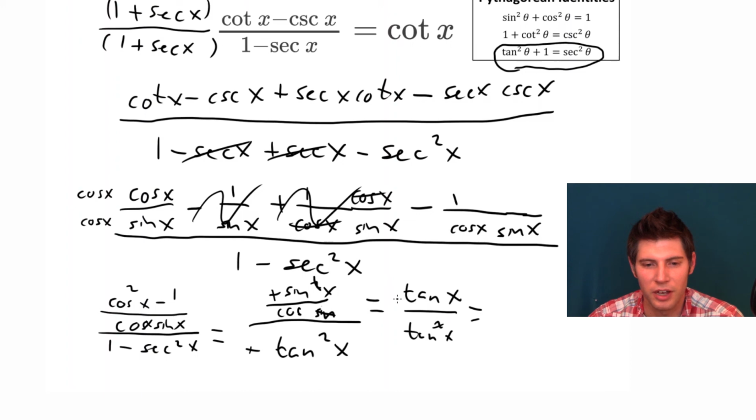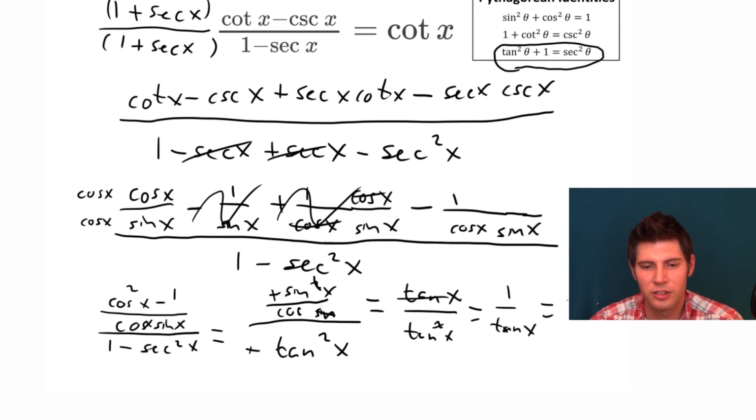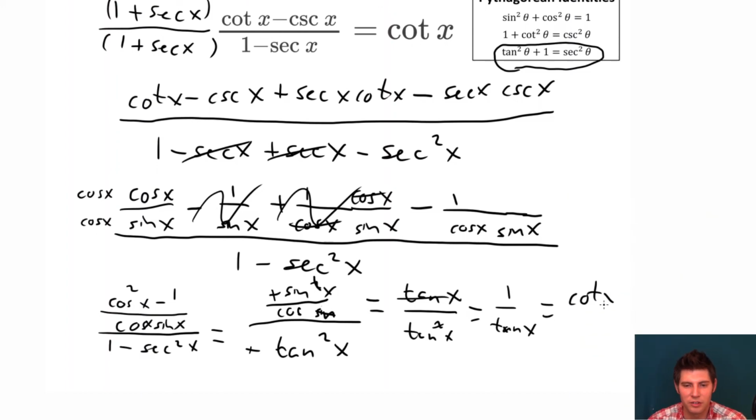So that'll simplify, get rid of one of them on bottom and the one on top to 1 over tangent of x. And 1 over tangent of x is cotangent of x. So sorry, space got tight, but now we have cotangent x equals cotangent x. And that's that one. So that one's crazy. I had a feeling it'd be crazy, but we got through it.